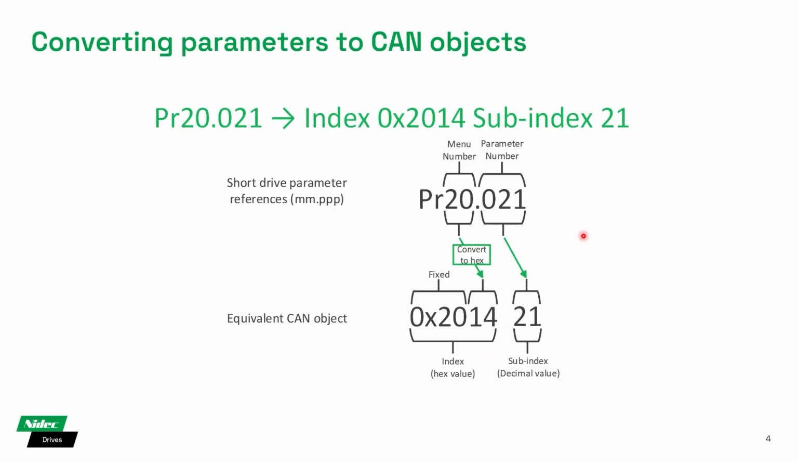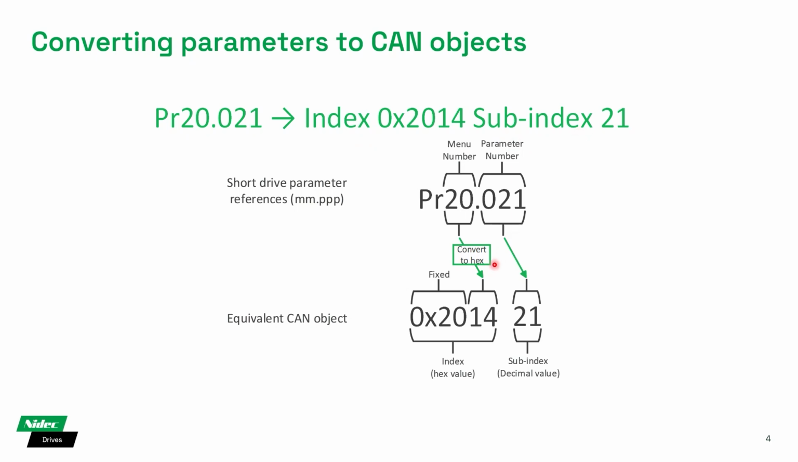So the first thing you need to do when configuring PDO messages is to know how to convert parameter references, that's ones in the form of menu and parameter. So 2021 in our case is our parameter reference, and then we have to convert that into an index and a sub-index, because that's how you configure your PDO messages.